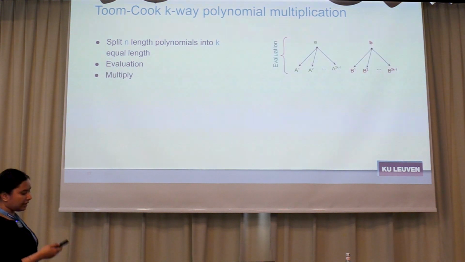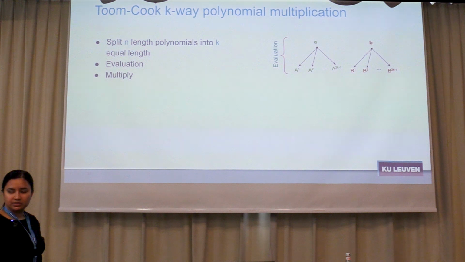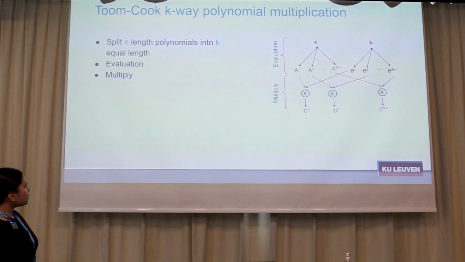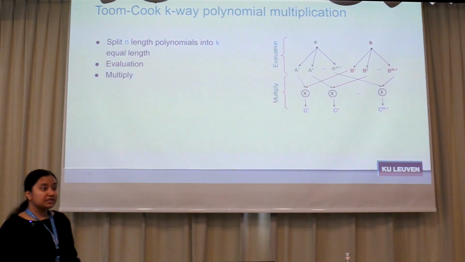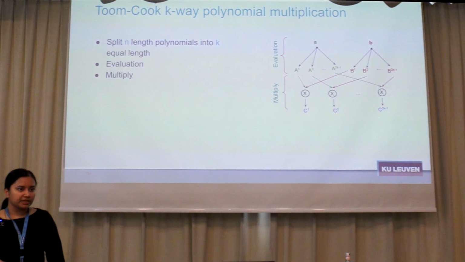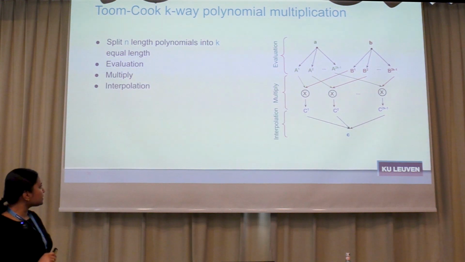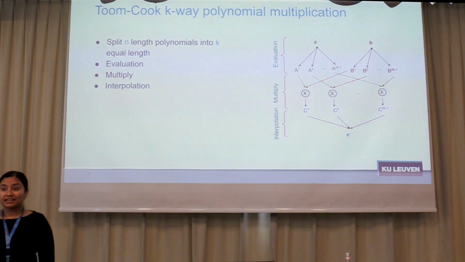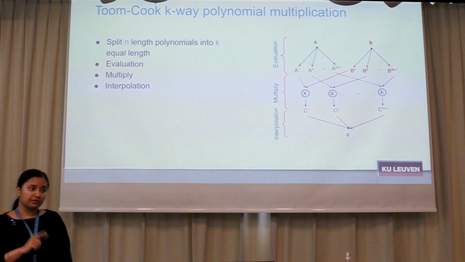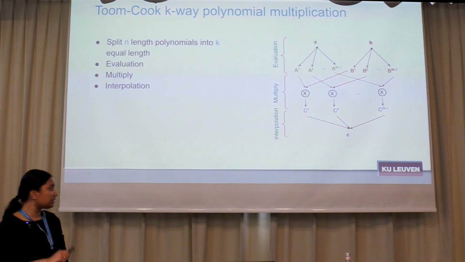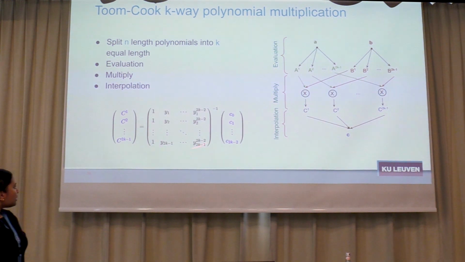And then I have this evaluation step. This is the split, but for this we get these A's and B's. After that, I do multiplication, and this multiplication is cheap, that is the pointwise multiplication again, but we have 2k minus 1 points. And after that, I have interpolation. Interpolation is also very similar to evaluation, but it's kind of inverse. It looks like this one, and then we actually do this inverse multiplication.